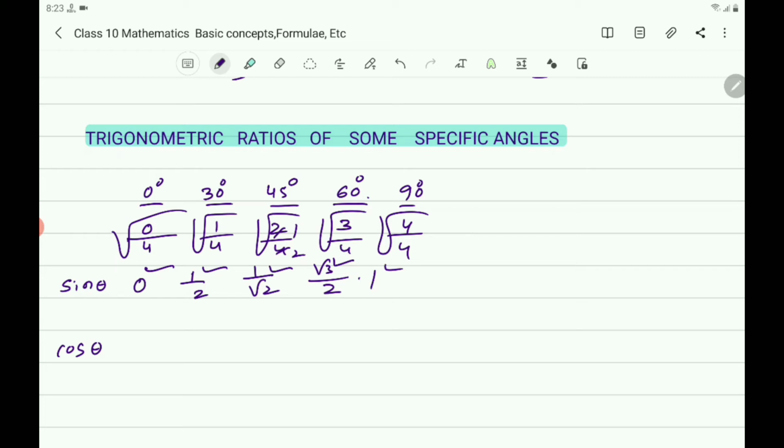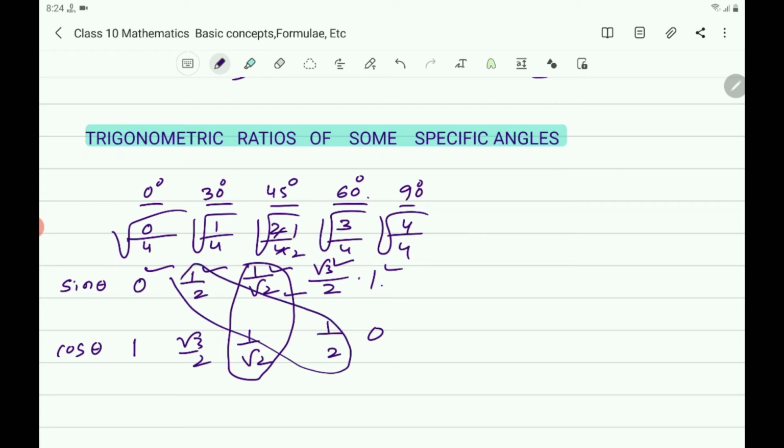And you write the reverse order for the cos. So you write 1, root 3 by 2, 1 by root 2, 1 by 2 and 0. And you know that for 45 they are the same. Here you observe sin 45 degree and cos 45 degree both have the same value, 1 by root 2. And here there is an exchange. Sin 30 degree and cos 60 degree are the same, and here these two are exchanged.